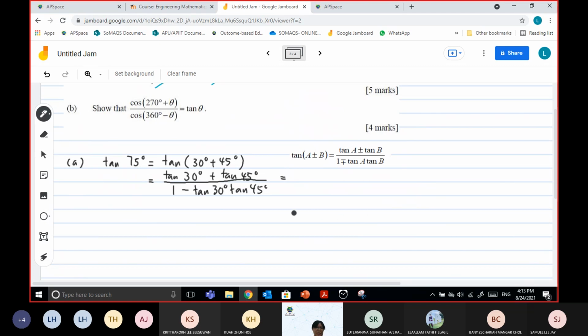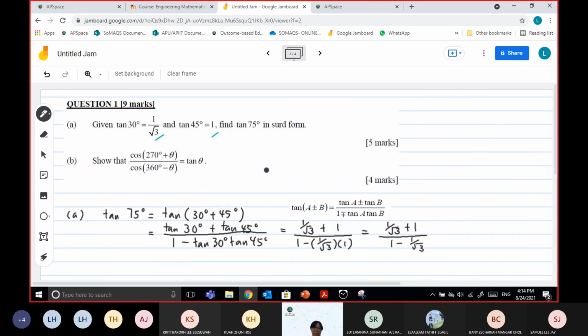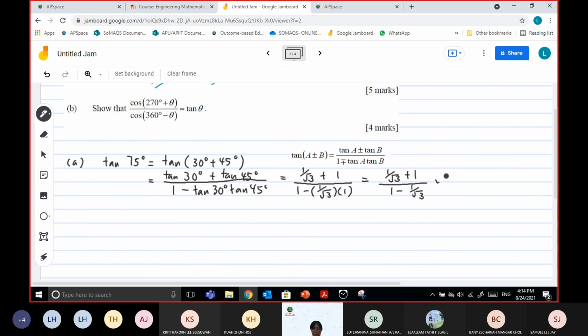Then we just substitute what is given. Tangent 30 is 1 over square root of 3, plus tangent 45, which is 1. Then 1 minus tangent 30, 1 over square root of 3, times 1. So that means 1 over square root of 3 plus 1, divided by 1 minus 1 over square root of 3. If there is no specific requirement given by the question, this answer can be considered correct. But some students will proceed to simplify further. If there is some requirement, maybe you need to go further to simplify it.